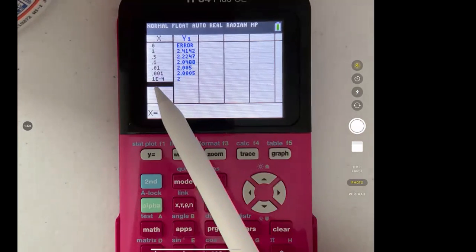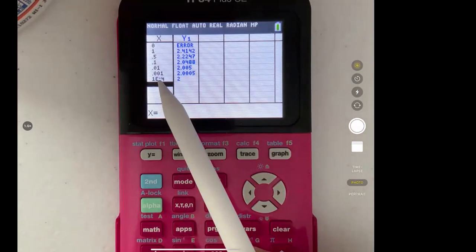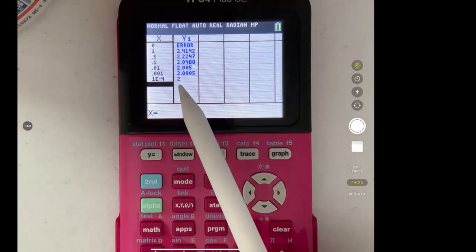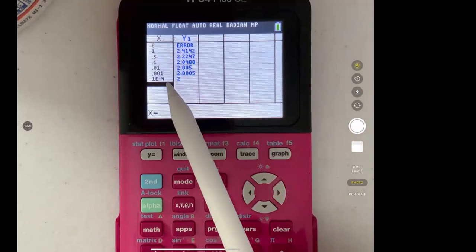Your calculator jumps into scientific notation here, 1 times 10 to the negative 4th. And your calculator basically gives up and says, okay, this is like 2.00000 something or other, but I'm giving up. I'm just going to round it to 2. But remember, 2's not actually there. There's a hole in the graph at that spot. So do understand that your calculator is sometimes a little misleading.